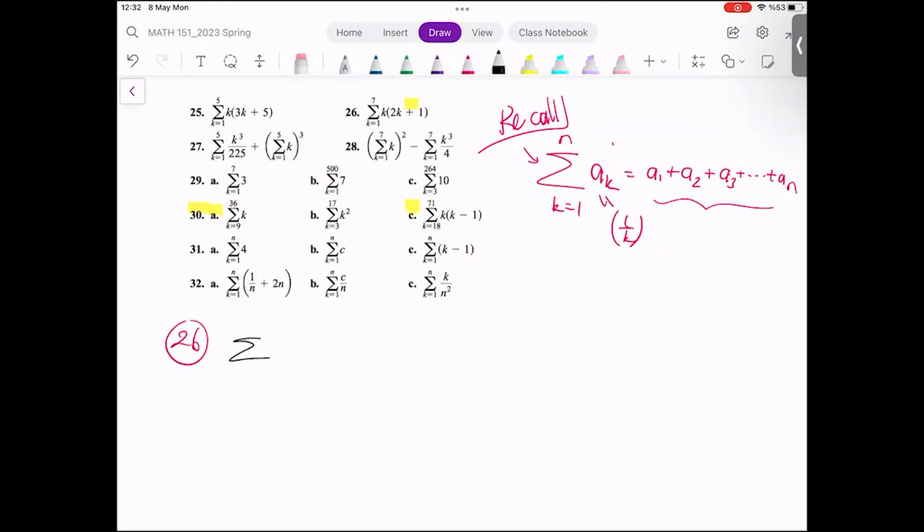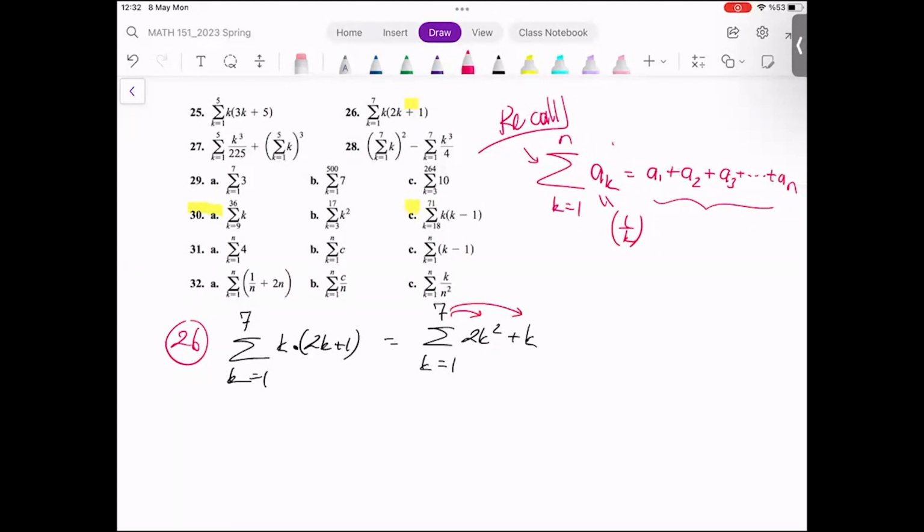Exercise 26. k runs from 1 to 7, k times (2k plus 1). Okay, let's first do this product to see what we have. 2k squared plus k.